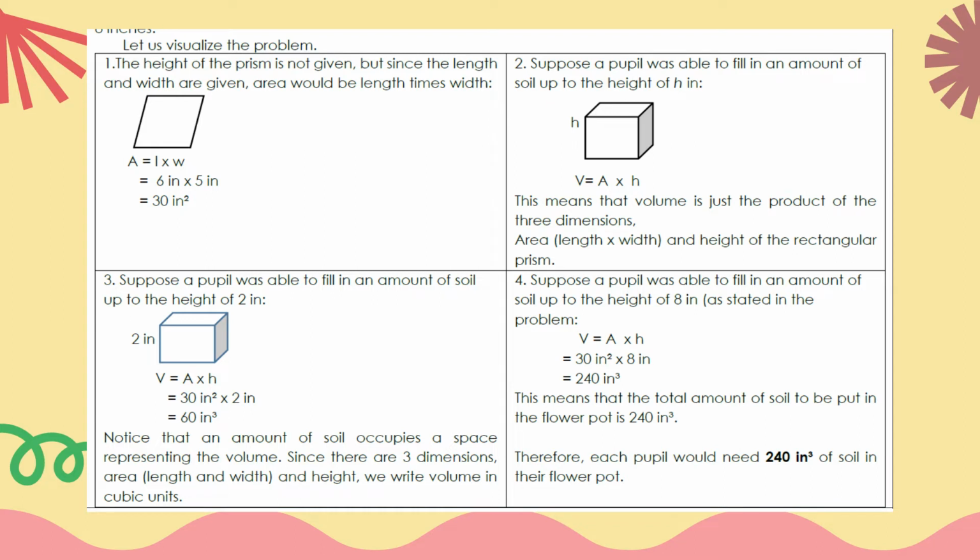Number 4. Suppose a pupil was able to fill in an amount of soil up to the height of 8 inches, which is stated in the problem. So this means that the total amount of soil to be put in the flower pot is 240 cubic inches. Therefore, each pupil would need 240 cubic inches of soil in their flower pot.